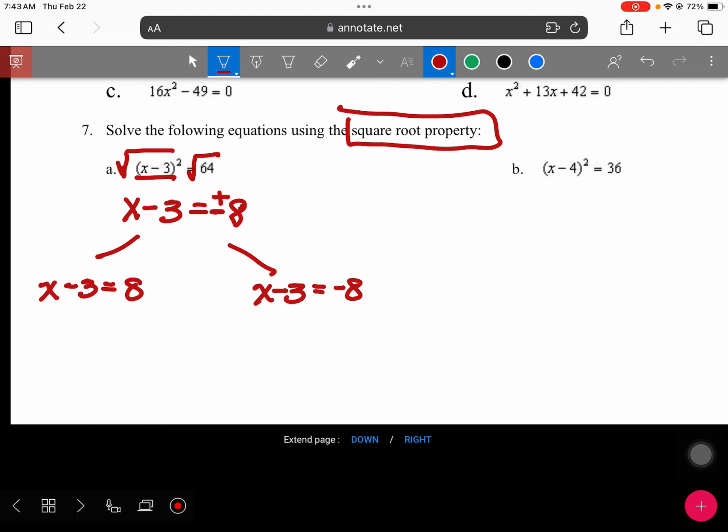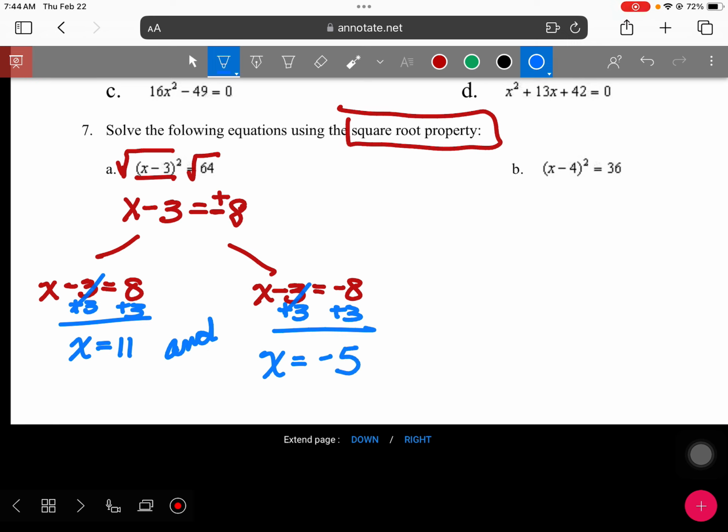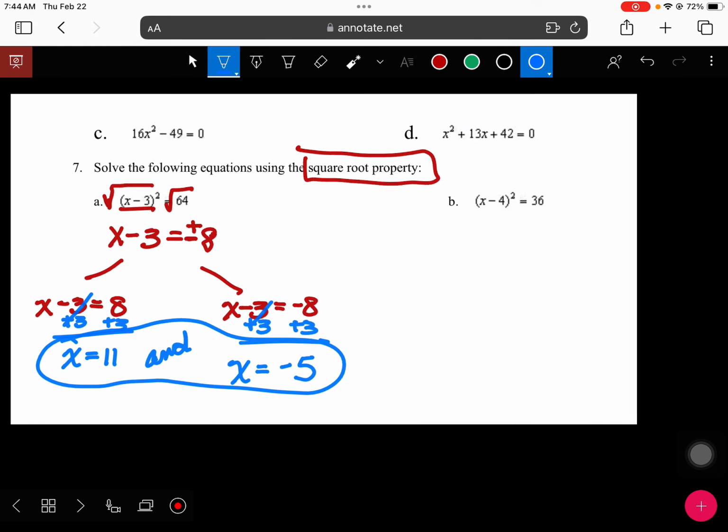Am I done? No, we need to solve for x. So add 3, x is equal to 11, and add 3, x is equal to -5. Those are your two roots. You would do the same thing for 7b. Take the square root of both sides, make sure you get positive 6 and -6, and then solve for x.